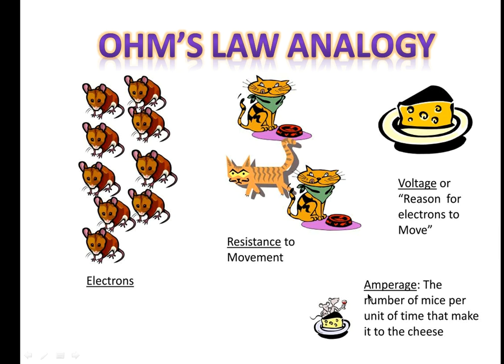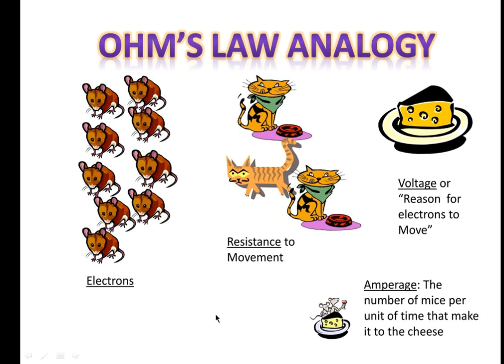So in this case we can define the ampere this way: the number of mice per unit time that make it to the cheese. In other words, ampere is the amount of electrons per unit time which is driven by the voltage, right?